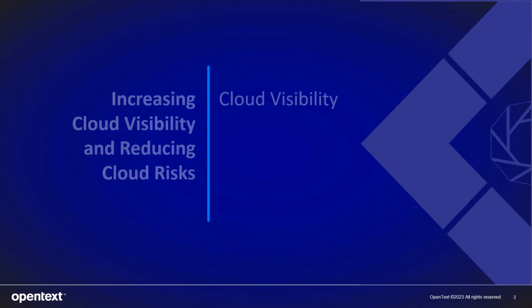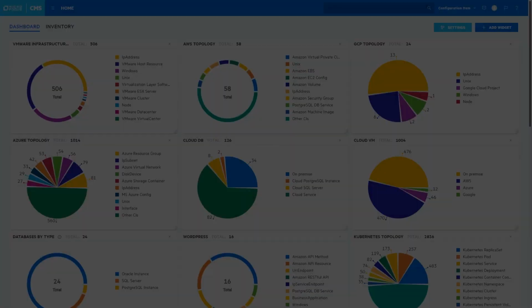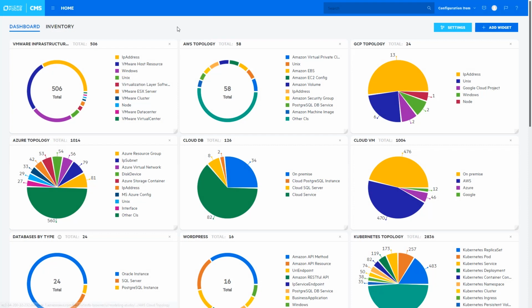So the first one, cloud visibility. Let's take a look at Seem2Be as it relates to this topic. What you're seeing here is a view to all of the content that is currently stored in this particular instance of Seem2Be. All of this data has actually been captured through discovery and then populated inside of Seem2Be.